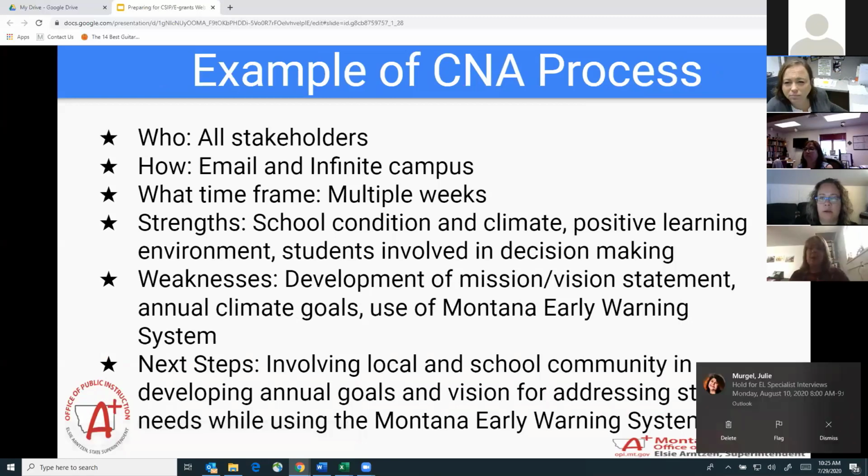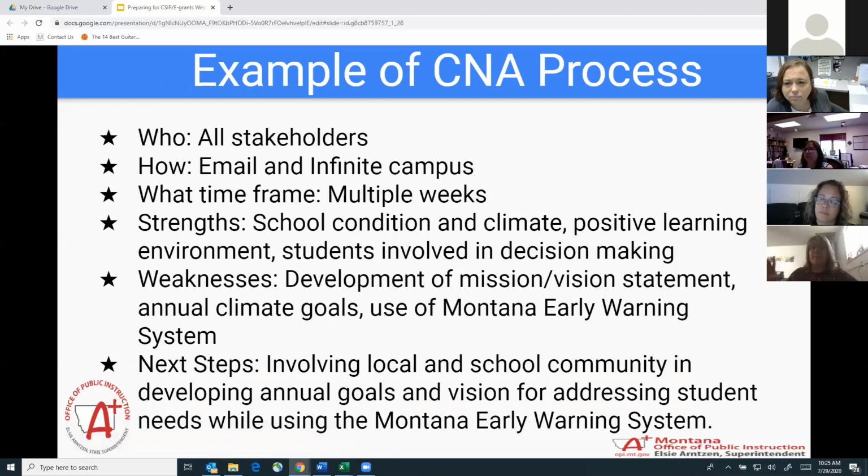A question on the CNA process, Carrie. I know that in the spring when we were applying for the literacy grants, we weren't required to do that. It was condensed. So what are your thoughts on that? Do we re-administer the CNA? What do we do regarding that piece? Because that leaves a big gap.